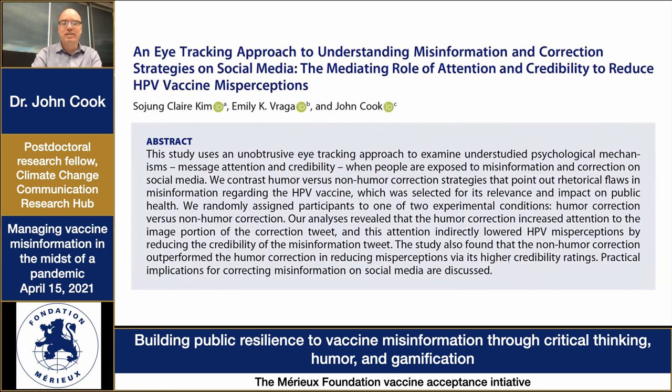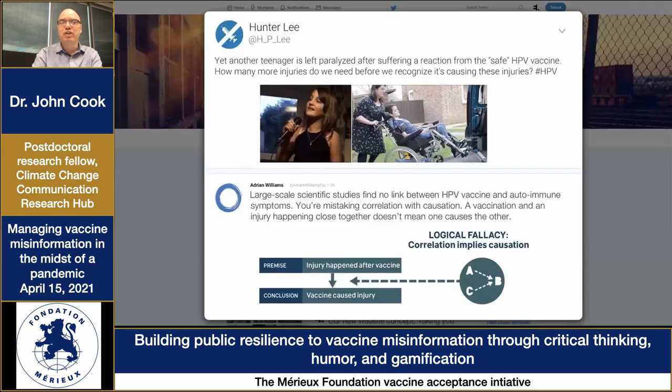And so one study we did experimented with both humorous and non-humorous, more conventional approaches to explaining misinformation, explaining the fallacies in misinformation. And interestingly, while we were running these experiments, we were using eye tracking equipment to monitor what people were looking at while they were reading the misinformation and the corrections. And here are two examples of the types of corrections that we were doing, as well as the misinformation. We were looking at HPV vaccines. The reason why was because we were using university students as our participants, and this was the misinformation that seemed the most relevant to them.